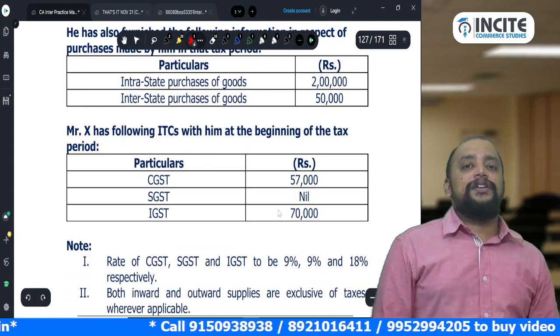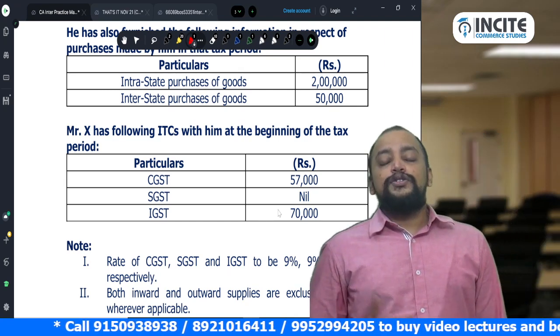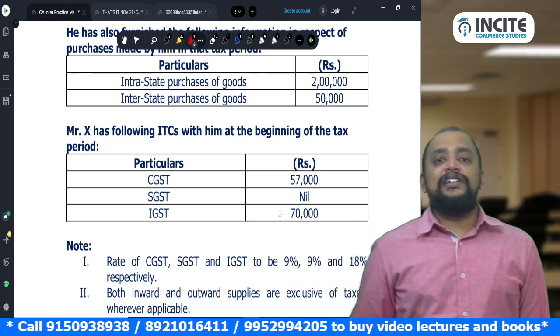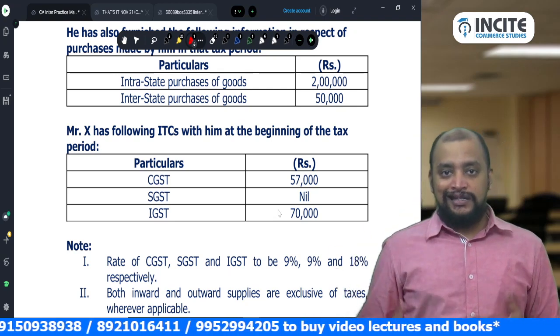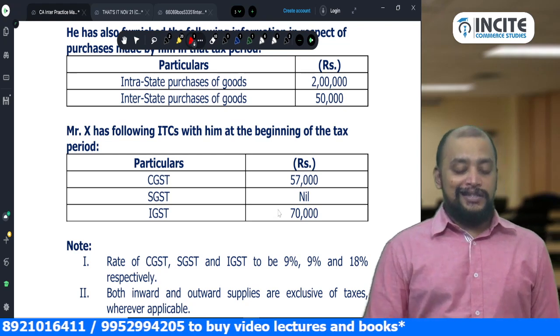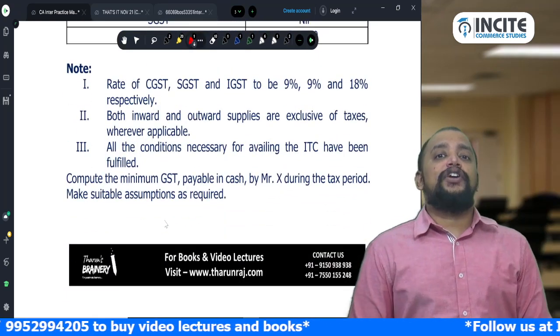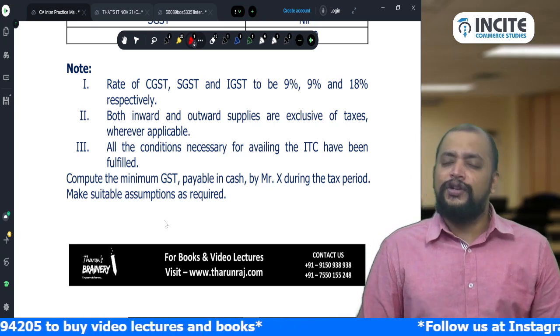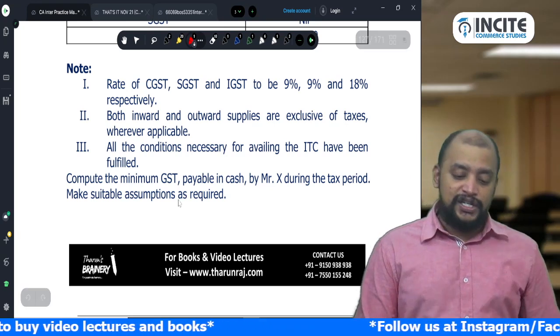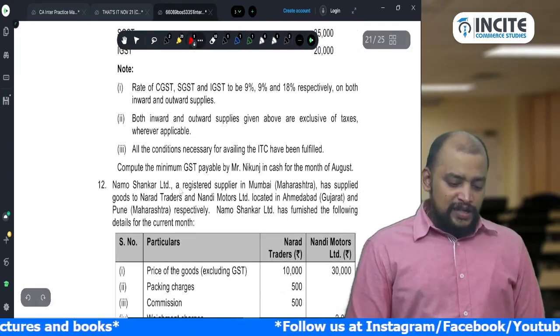This is a question related to manner of utilization of credit, but we need to write the notes properly. So what are those notes? IGST credit should be utilized first before utilizing CGST and SGST credit, then the manner of utilization of CGST credit, and then SGST credit. And remember section 49 subsection 5, that is the reference you need to give. At least give a reference of section 49, that is okay. That is with respect to this.